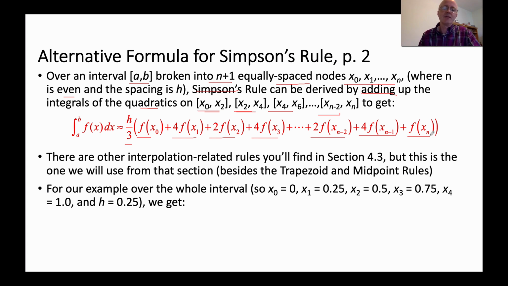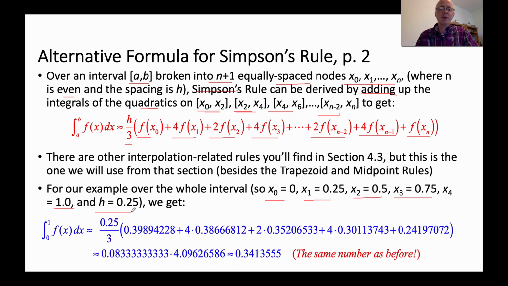In our example, again, for the whole interval, x0 is 0, x1 is 0.25, x2 is 0.5, x3 is 0.75, x4 is 1, h is 0.25, you get the same final answer, 0.3413555 as before. And you may want to double check these calculations if you believe these numbers.